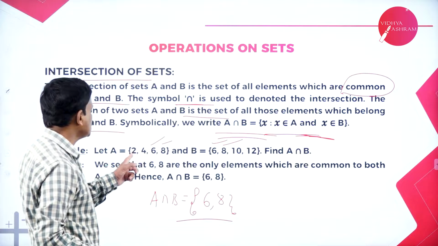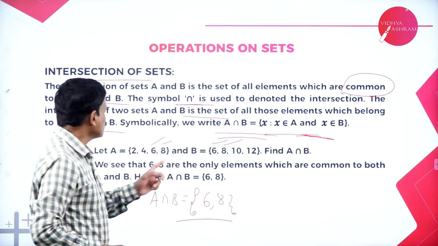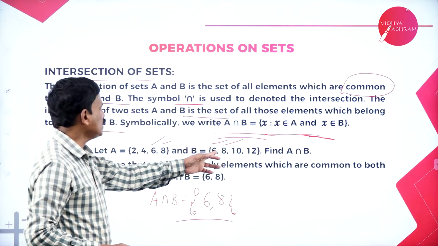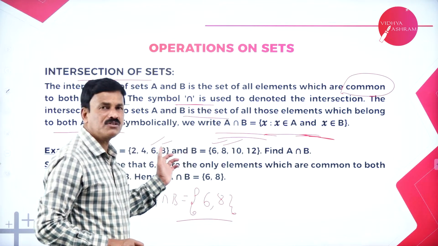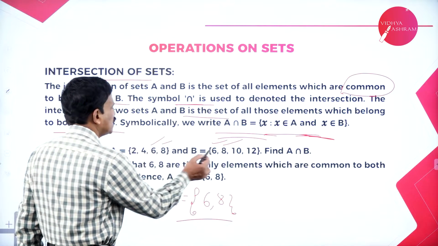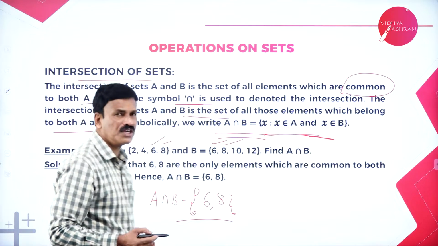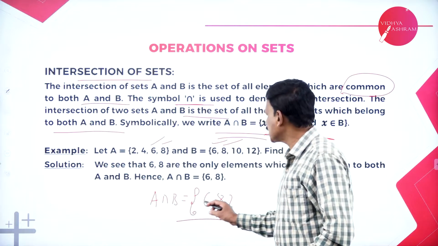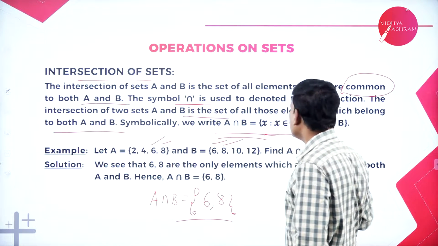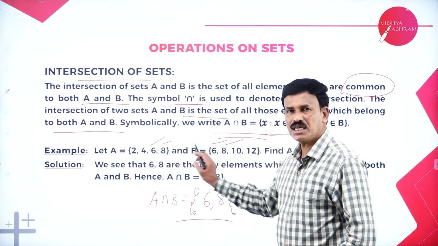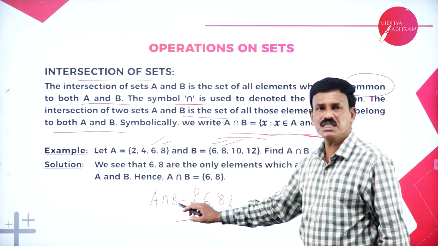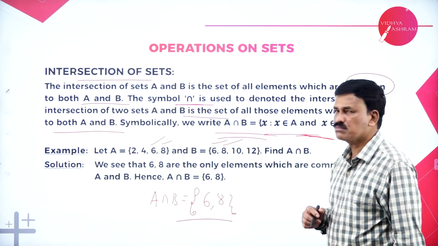So 2 is in the set A whereas 2 is not in the set B. Similarly 4 is in the set A, 4 is not in the set B. Similarly 10 and 12 are in the set B but they are not in the set A. Therefore we can say that the common elements are 6 and 8. Therefore the intersection of A and B is given by A intersection B is equal to {6, 8}. So only 6 and 8 are the common elements which are in A and B.